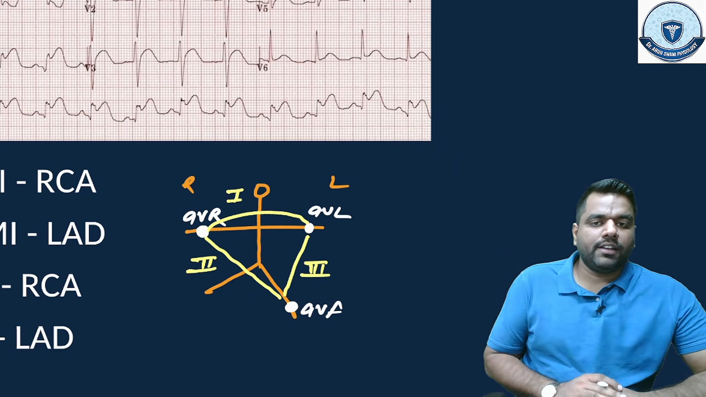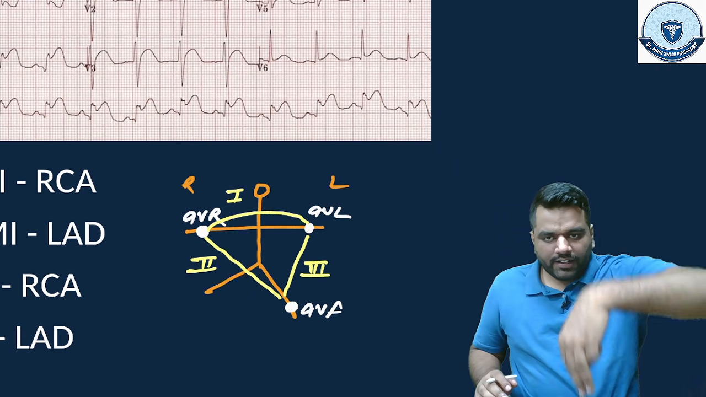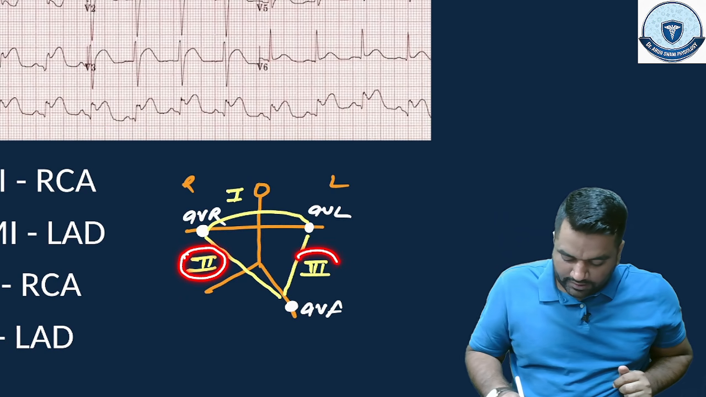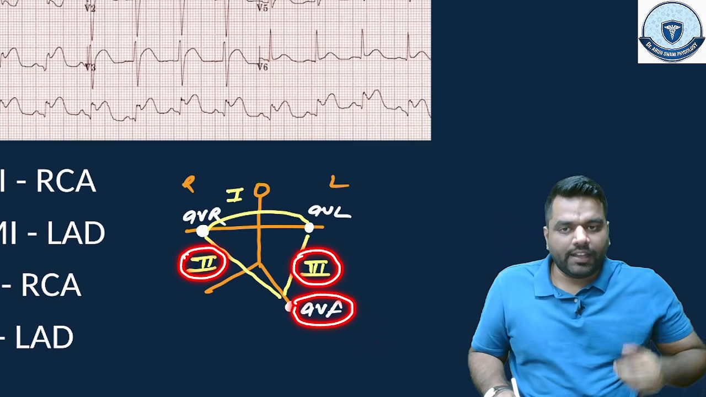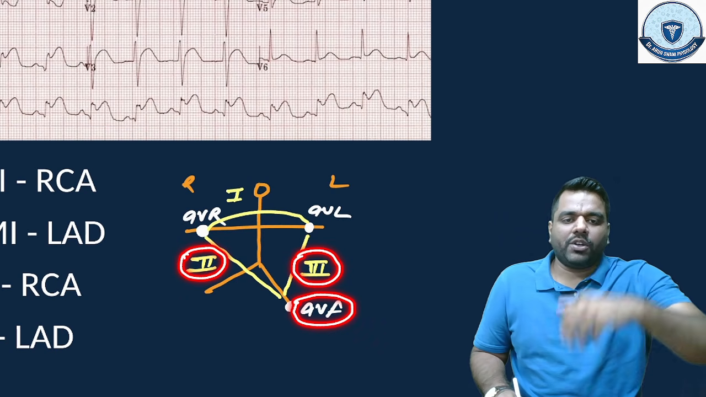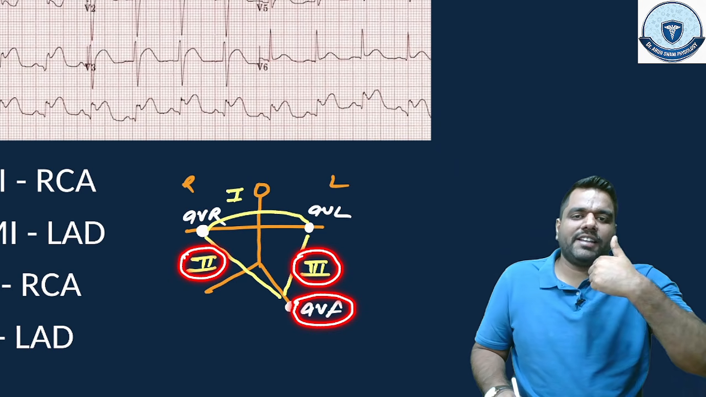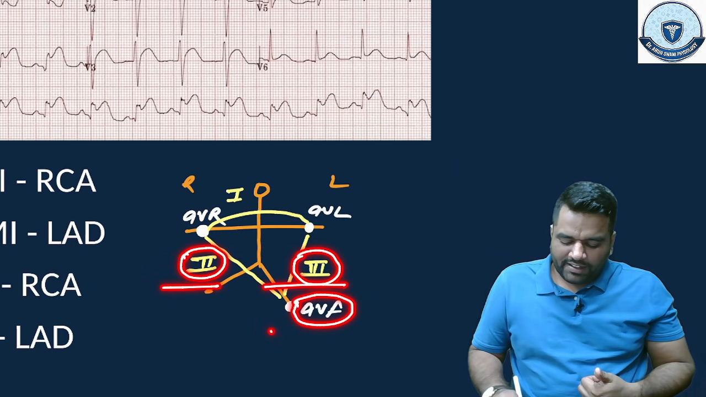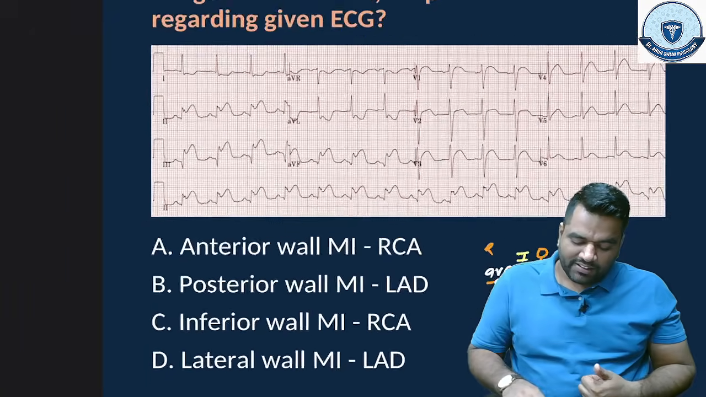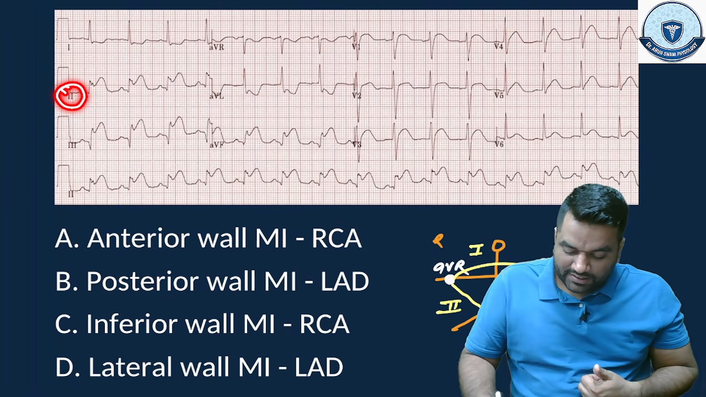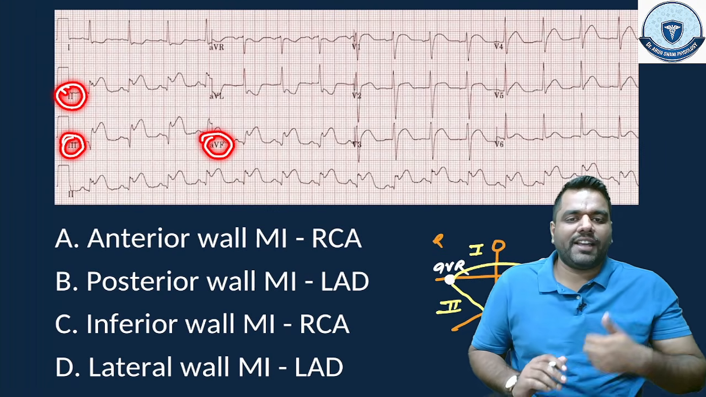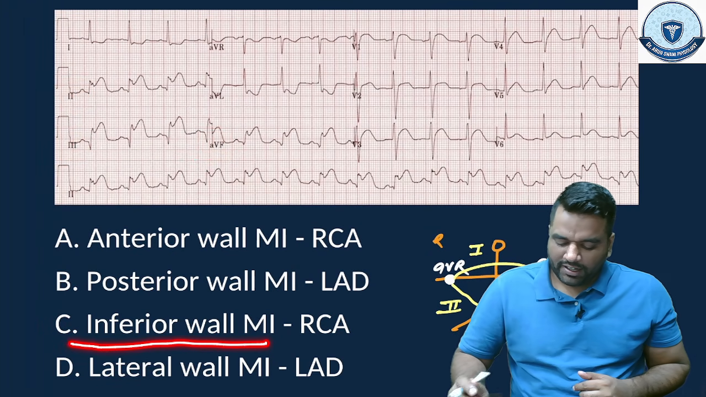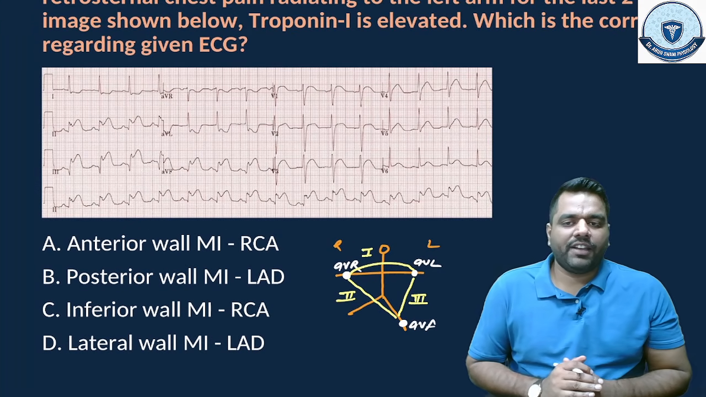So you can see which 3 leads are going downside. There is lead 2, lead 3, and lead AVF. They are going towards downside. So if there is an inferior wall MI, there are always changes in lead 2, lead 3, and lead AVF. So guys, you can see lead 2, lead 3, and lead AVF is showing ST elevation, and this is suggestive of inferior wall MI.